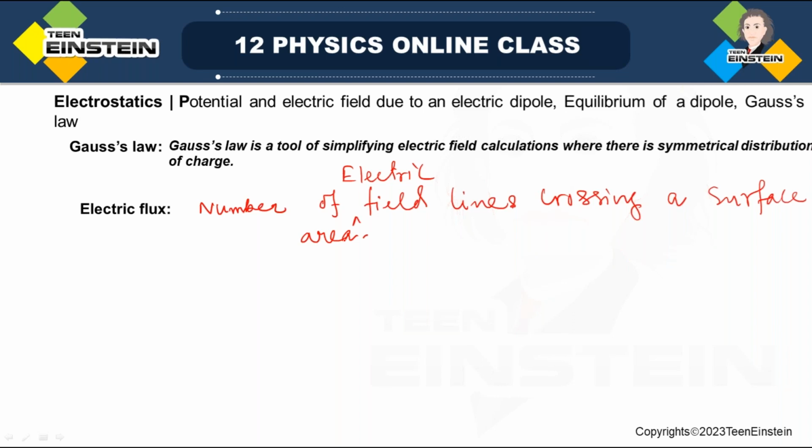So what is this flux then? It is measured by the number of field lines crossing a surface area. Suppose my field lines are like this. The surface area can be kept at some angle like this. Okay, some surface area kept at an angle. Let me just do it this way. So this is the surface area. Or, just a minute.